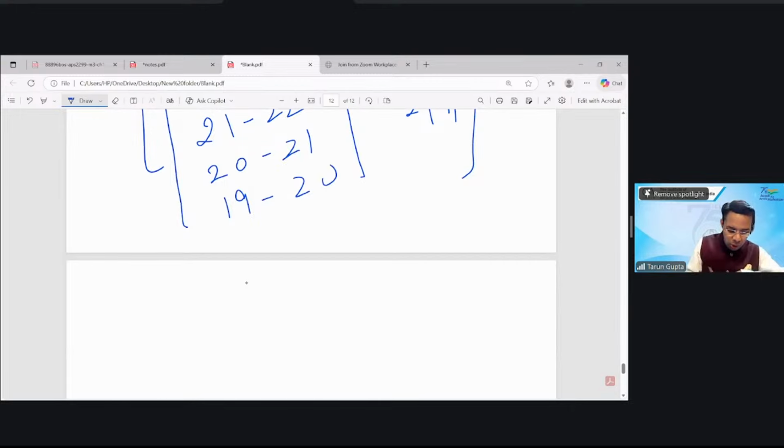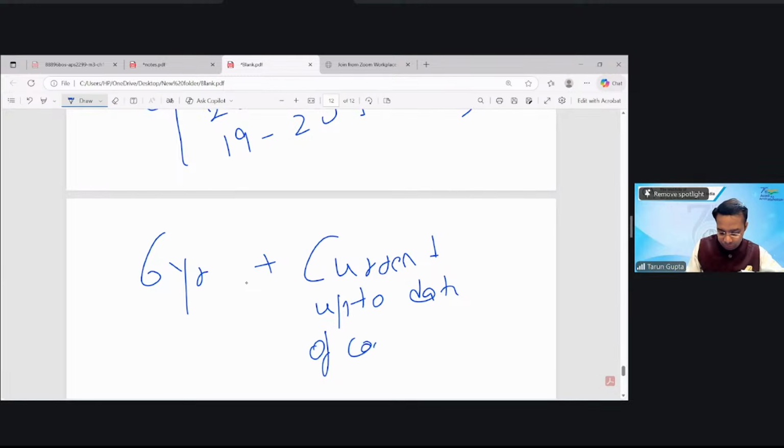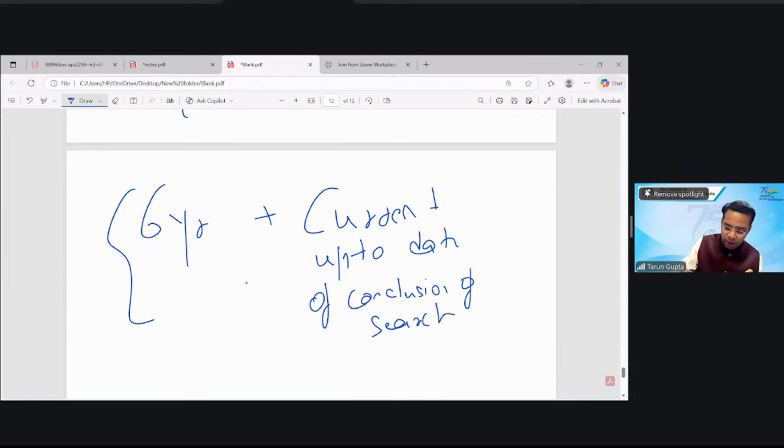So understood block period? What's block period? 6 years plus the current year, only up to the date of conclusion of search. Go with me? So block period means a period of 6 years plus the current year up to the date of conclusion of search. An assessment of all this period has to be done in case of search. Am I clear? Any doubt? Let me know. We are going slowly so that you can absorb.